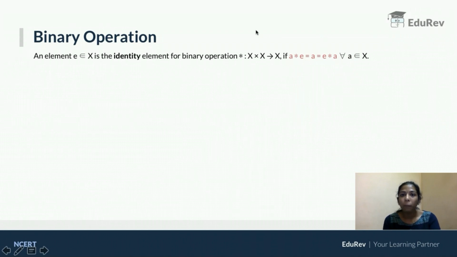If you know the operation and if you perform that operation, if you take any element, A can be any element, it should satisfy the given condition. A star E should be equal to E star A should be equal to A. Then it is called as identity element.